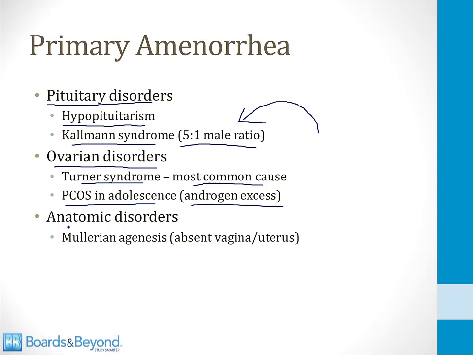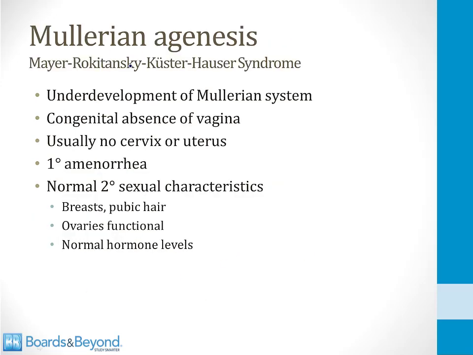And then finally, there are some anatomic disorders which can cause primary amenorrhea. In these disorders, the pituitary gland and the ovaries are working just fine, but the uterus is abnormal, so menstruation does not occur. The classic example of this is Mullerian agenesis, where the female is born with an absent vagina and uterus. So let's talk about Mullerian agenesis, which is also called Mayer-Rokitansky-Kuster-Hauser syndrome. Good luck remembering that name.